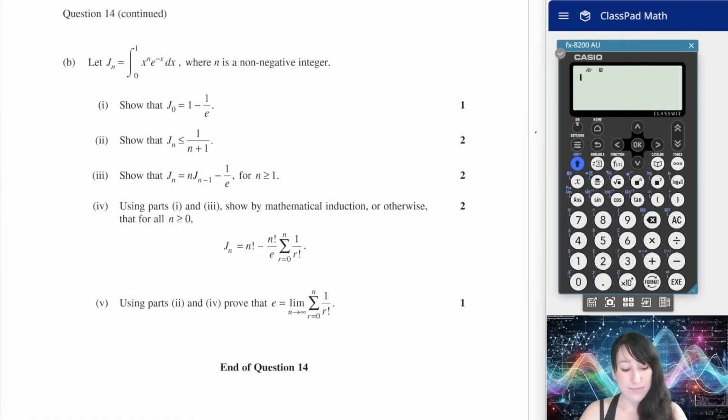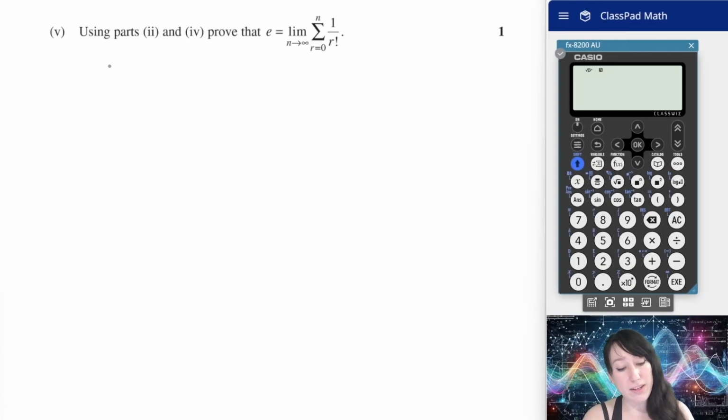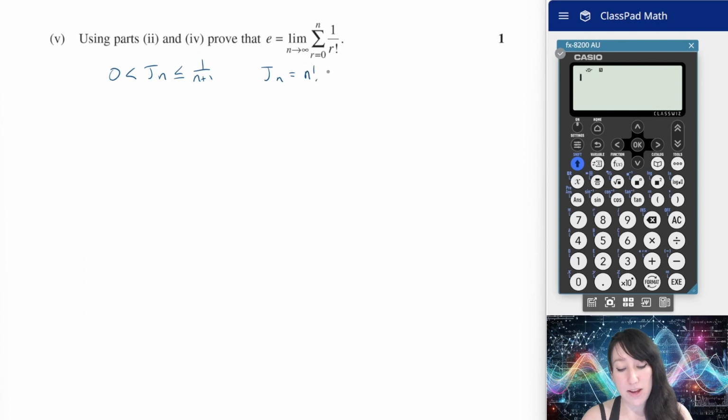Part 5. Using parts 2 and 4, prove that e is equal to the limit, as n goes to infinity, of the sum from r equals 0 to n of 1 over r factorial. So part 2 gave us an inequality that Jn was less than or equal to 1 over n plus 1. It was also above 0. And part 4 gave us that Jn is n factorial minus n factorial over e times the sum from r equals 0 to n of 1 over r factorial.